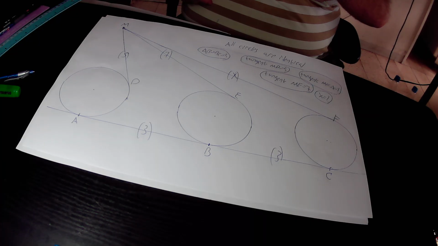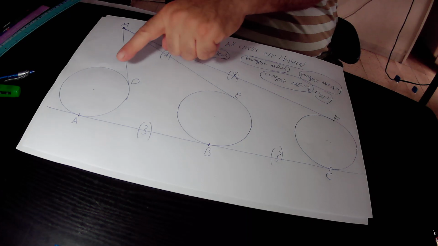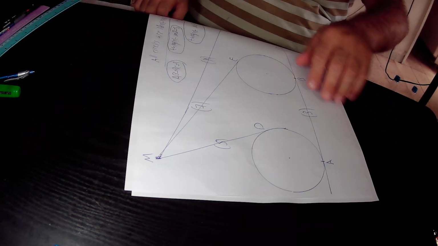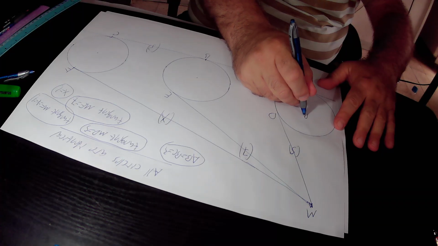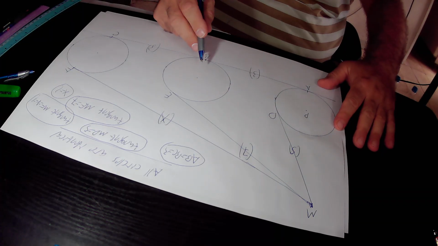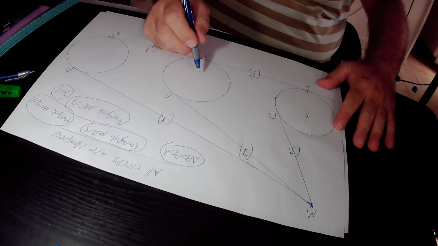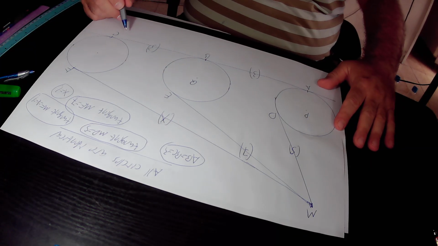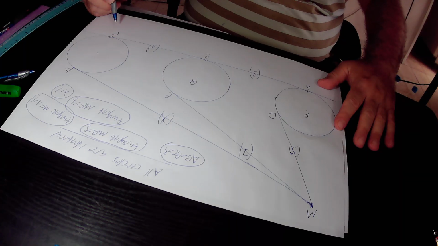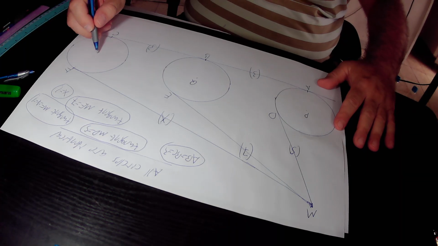So first of all, we define the center of this circle as point P. We define the center of the middle circle as point Q. And finally, we define the center of this circle as point S.